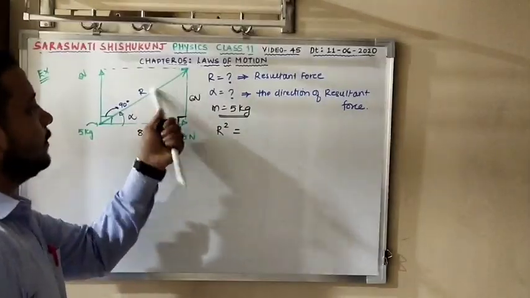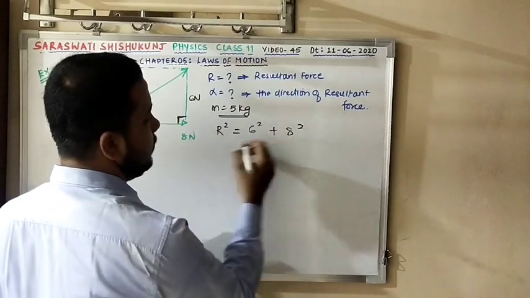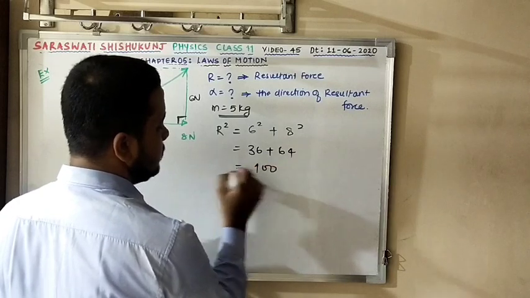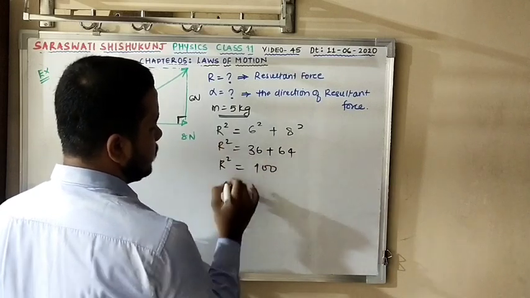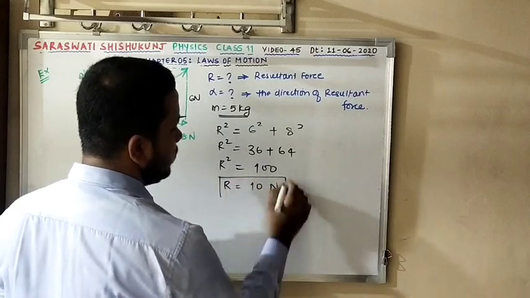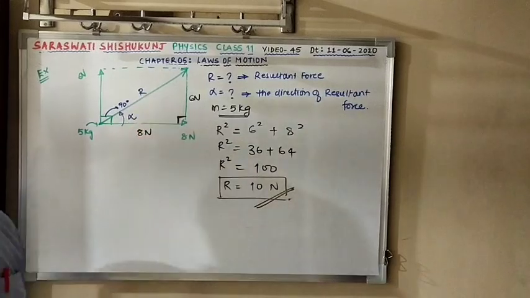R square is equal to what? 6 square plus 8 square. 6 square is 36, 8 square is 64. So the answer is 100. So R is equal to 10 Newton. Resultant force is 10 Newton. Yes or no?